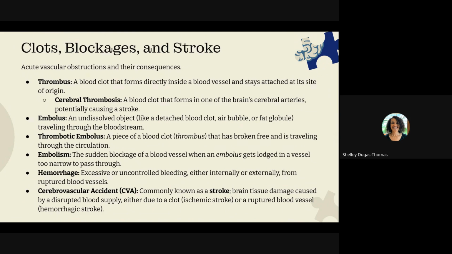A thrombus is a clot that forms and stays put, stationary. An embolus is a traveler. It breaks free and it floats through the bloodstream. An embolism is the actual event of that traveler getting stuck in a tight spot and causing a sudden blockage. If this happens in the brain, it can cause a cerebrovascular accident, a CVA, which is the medical term for a stroke.